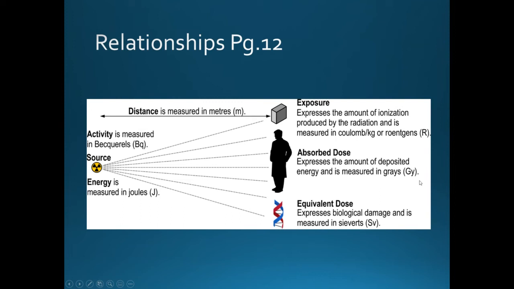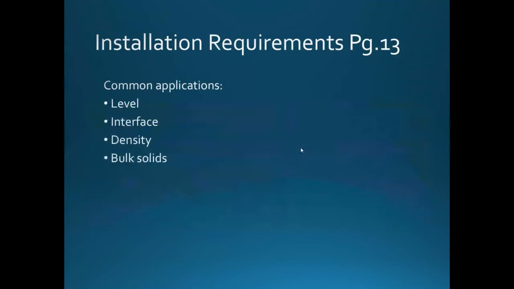So absorbed dose, what is its unit? The Gray. Equivalent dose, what is its unit? The Sievert. And then, of course, there's very little math to go in between these ones. So again, it's more about identifying the units and what we're trying to quantify. So that was the heavy theoretical part about radiation as far as measurement goes. Now we're going to get into some more practical stuff here.